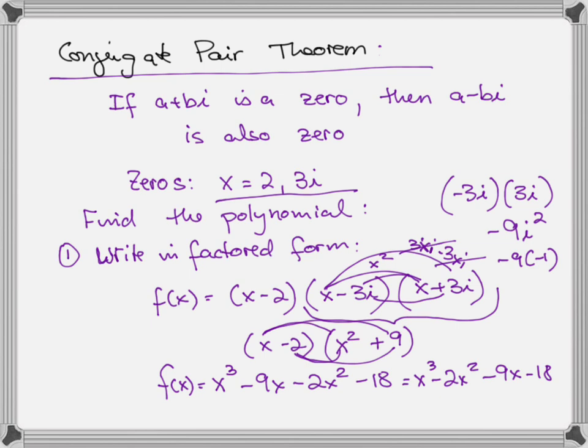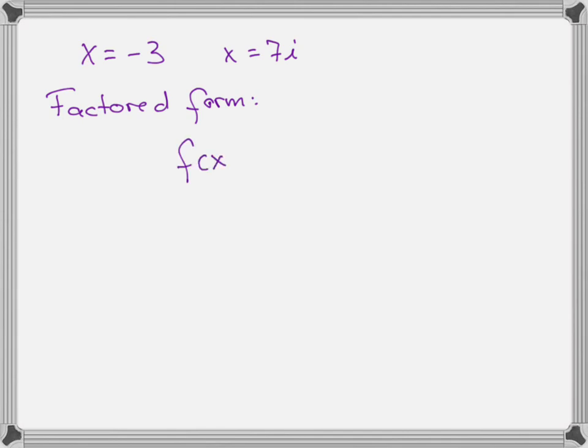Now on the handout, if you look at number 8, I don't want to do the whole thing, but the zeros that are given are x equals -3 and x equals 7i. Somebody tell me how to write this in factored form. That would be x plus 3. Everybody agree? And?